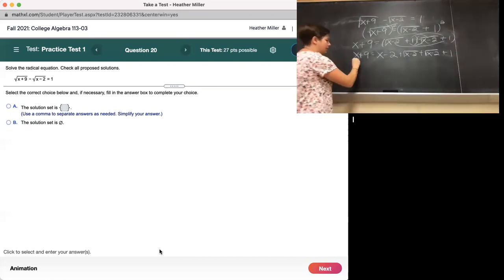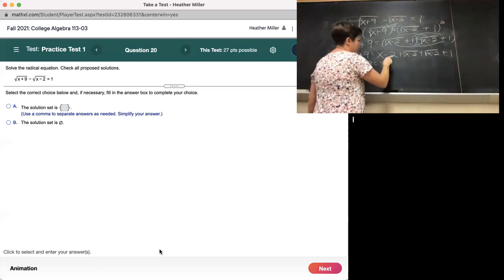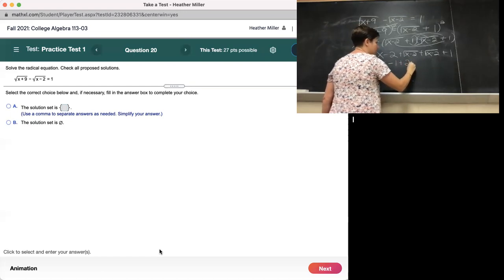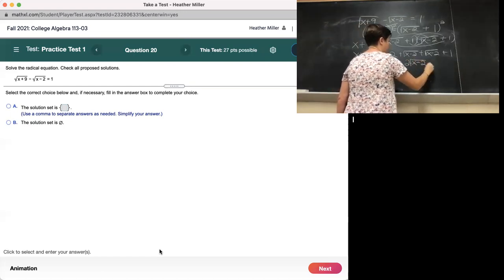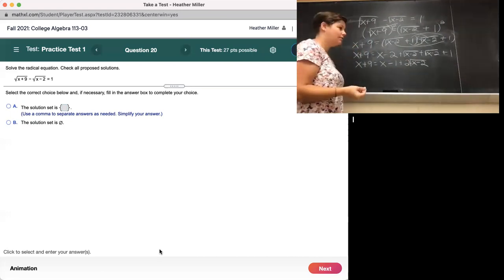Now I'm going to combine my like terms that I have on my right side. -2 plus 1 will be a -1. And then I have two of these square roots of x minus 2. Now I just have one radical, so I need to isolate it. I have to get it by itself.